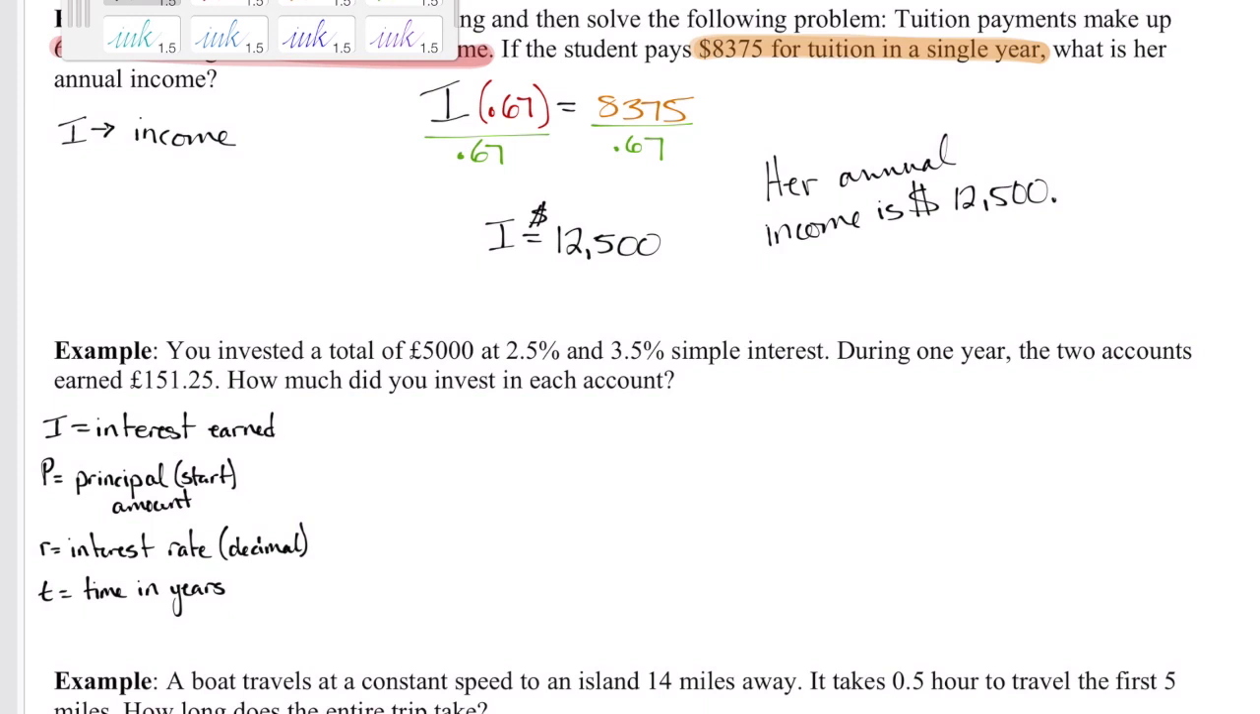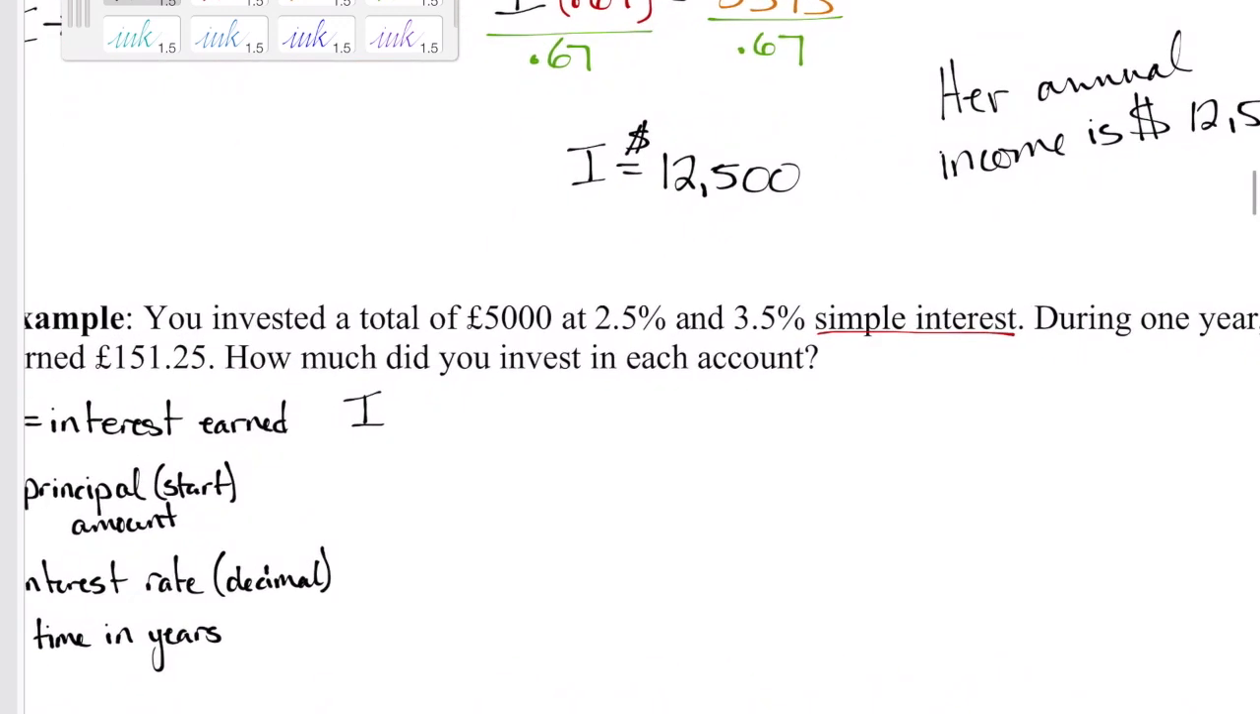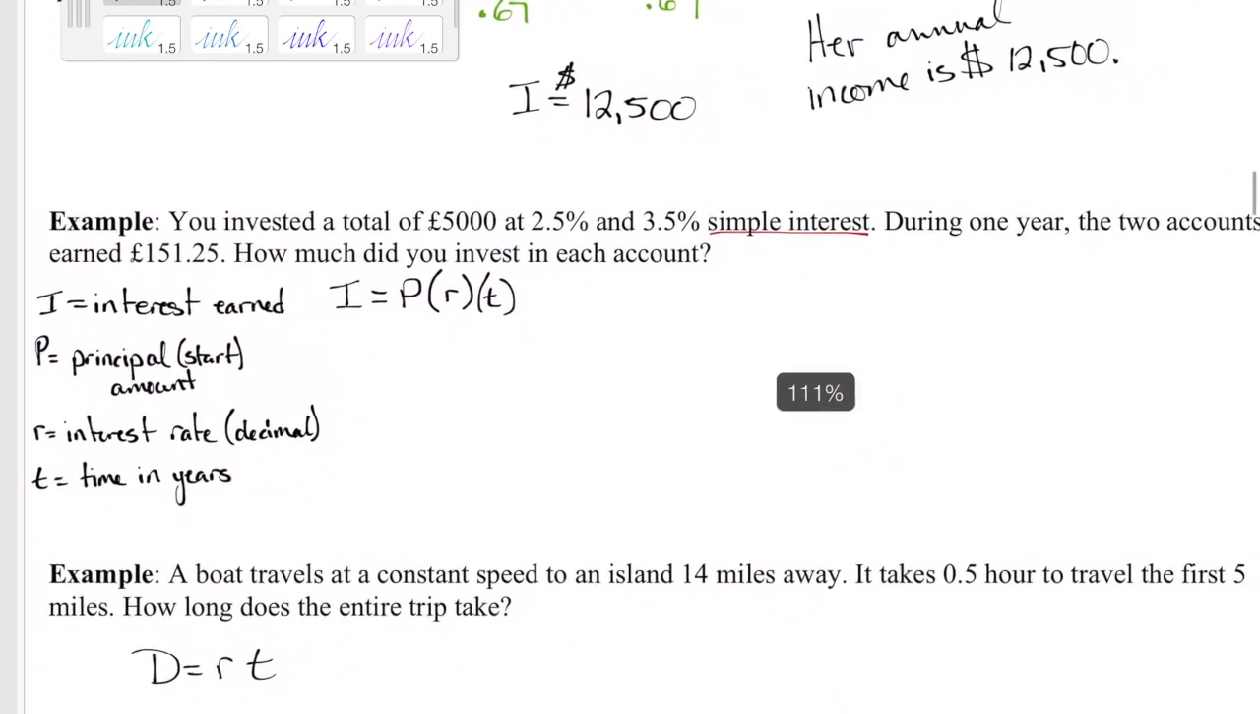So you invest a total of 5,000 pounds at 2.5% and 3.5% simple interest. Basically, I saw simple interest and I was like, okay, I know I'm going to use a simple interest formula. So I've already written down what each thing represents. My simple interest formula is I is equal to the principal amount multiplied by the interest rate and multiplied again by the time in years. So I saw simple interest, and I know I'm going to use that simple interest formula.